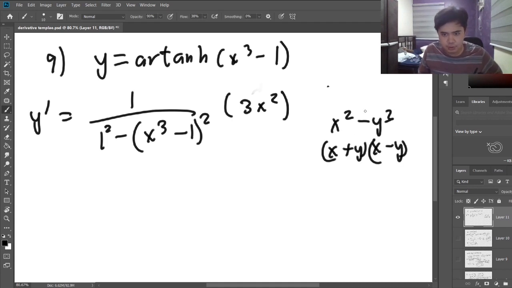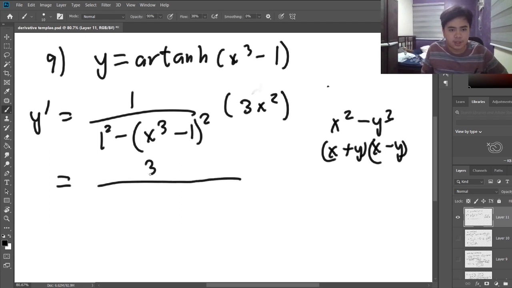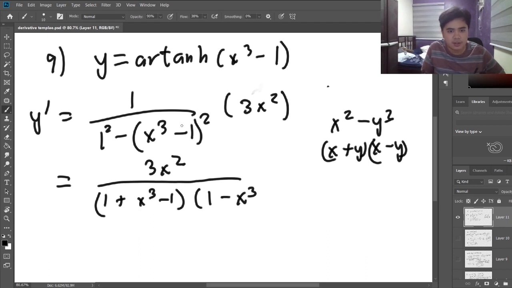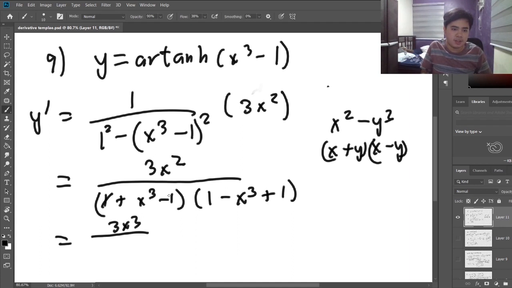That's the difference of two squares. Okay, so let's do that. On the top, 3x squared. On the bottom, 1 here, then plus x cubed minus 1. Then 1 minus x cubed, and then since it's minus, it's going to be negative negative, which is positive 1. So we get 3x squared over 1 minus 1 cancel each other out. This is x cubed now. And then 1 plus 1 is 2 minus x cubed.